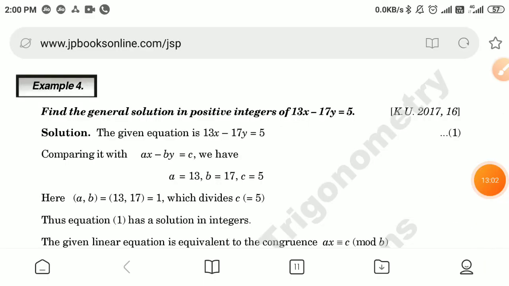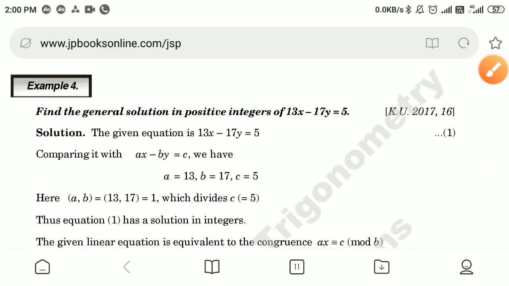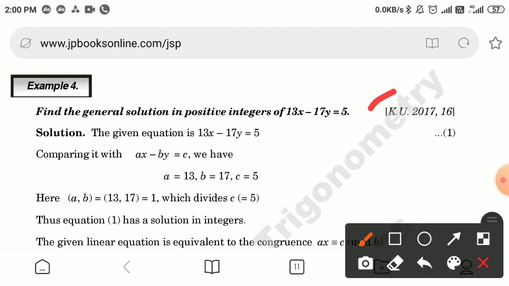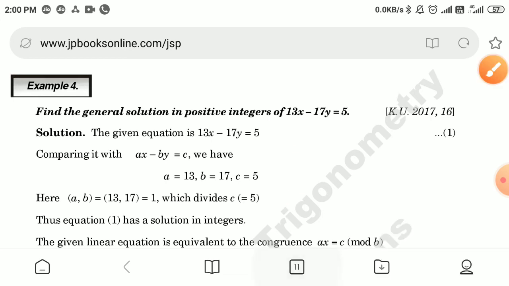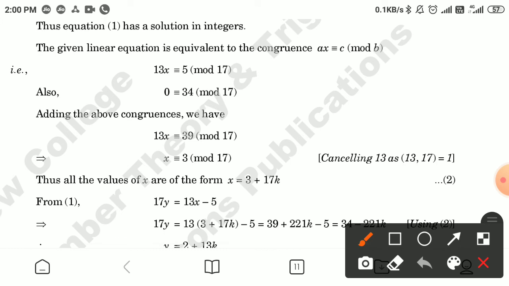Now example fourth: find the general solution in positive integers of 13x - 17y = 5. The given equation is 13x - 17y = 5. Comparing it with ax - by = c, where a is 13, b is 17, c equals 5. The greatest common divisor of a and b is 1, which divides c equal to 5. The equation first has a solution in integers.